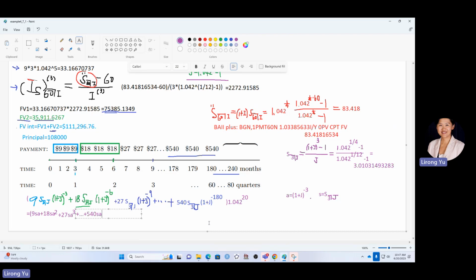180 divided by 3 is 60, so the power is 60. And then on the outside we have 1.042 to the power of 20. And we can think of some common factor. We factor the common factor out, which might make the calculation a lot easier. For example, we can get 9, and then S and A, and then what do we have left?